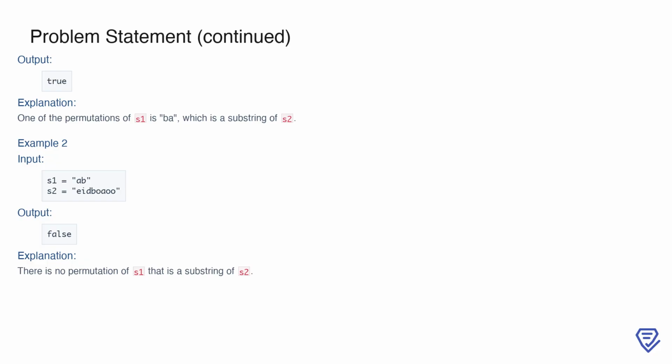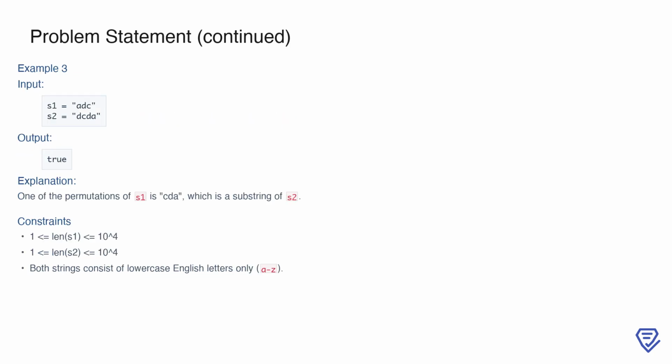In the second example, we again have S1 as AB, but this time S2 is IBOAO. If you try to generate permutations of S1, such as AB or BA, you'll see that none of these appear as a substring in S2. Therefore, the output in this case is false. These examples help illustrate how the problem is checking for the presence of a permutation within the second string.